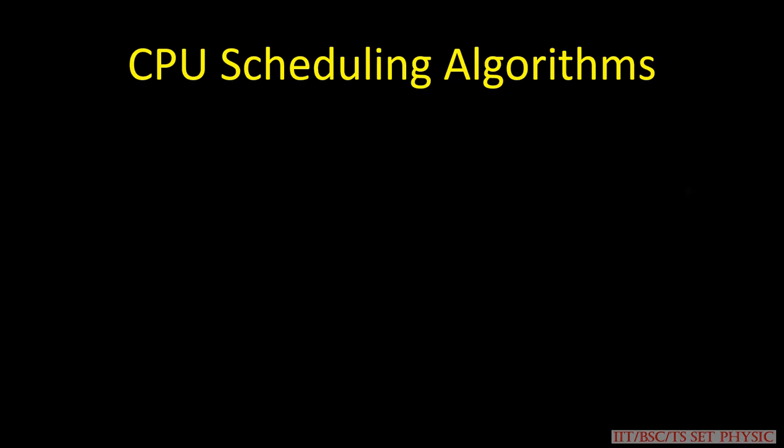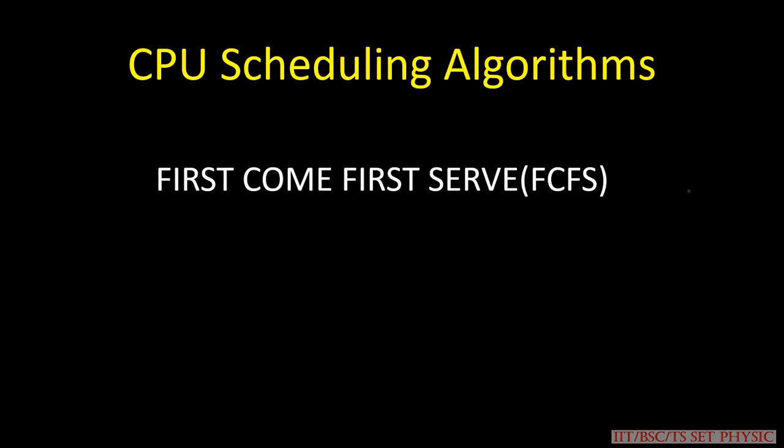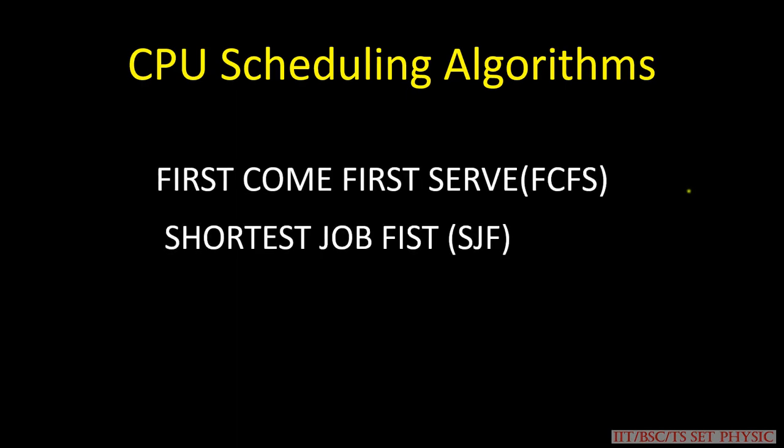In CPU scheduling, there are four different types of algorithms. The first one is first come first serve, and the next one is shortest job first. The next one is priority, and the next one is round robin. I will explain these four using examples.